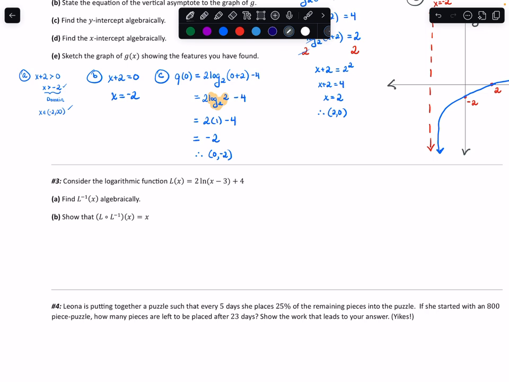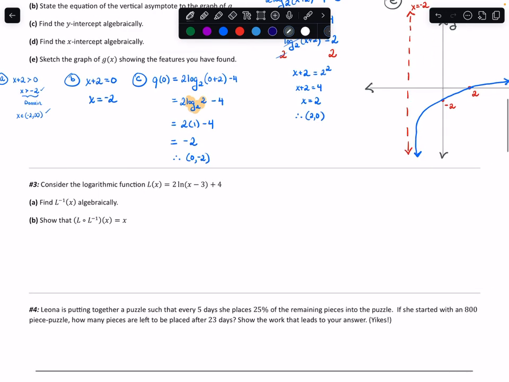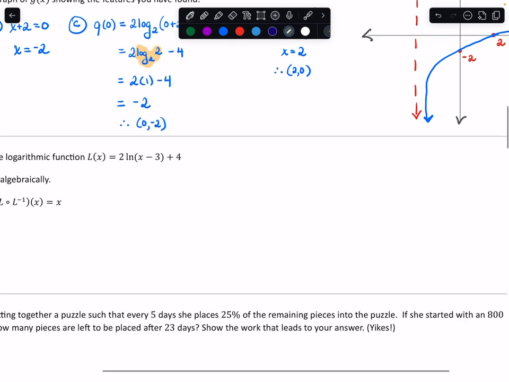Number 3 here, consider the logarithmic function L of x is 2 times ln of (x minus 3) plus 4. Find L inverse of x, so that's the inverse function algebraically. When we have that function notation here, L of x, I tend to tell students it might not be a bad idea to change that to y. It feels better when you do the next step, which is to swap the places of x and y, interchanging those inputs and outputs.